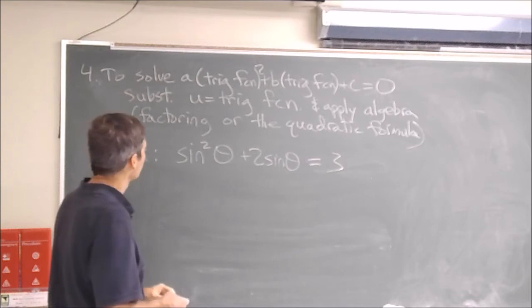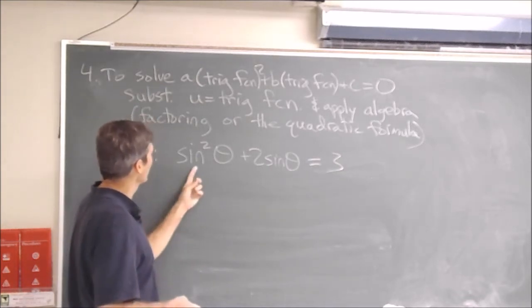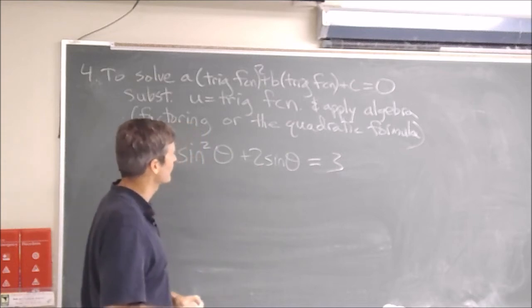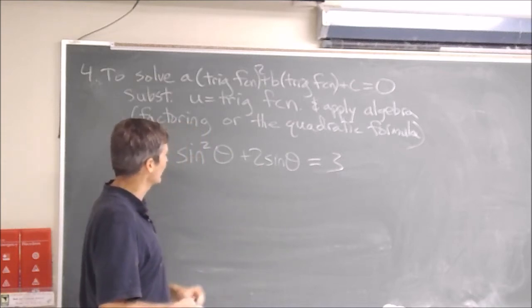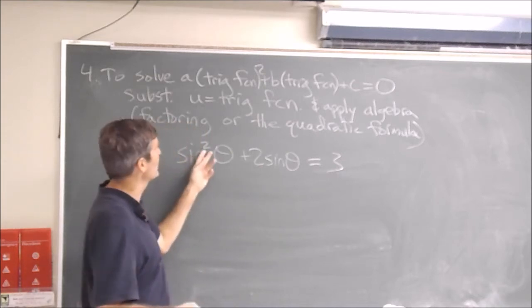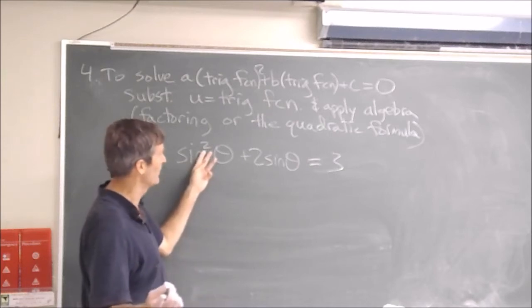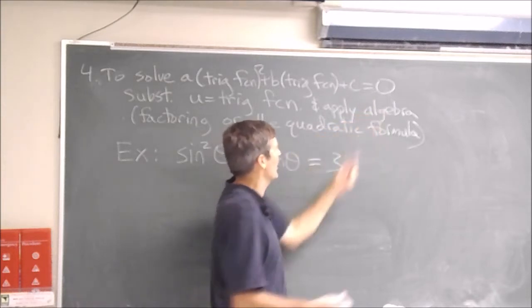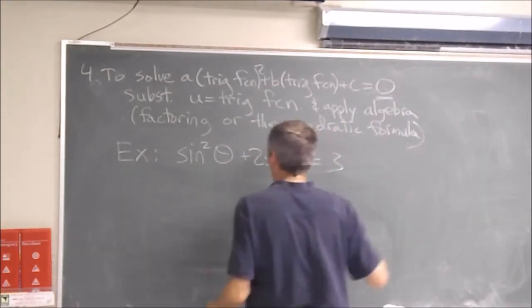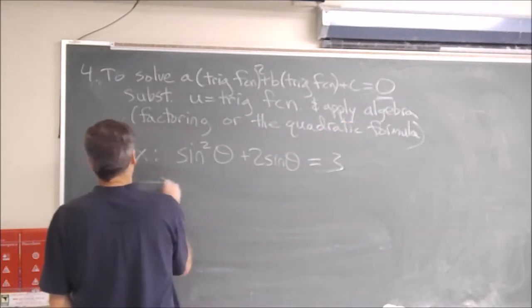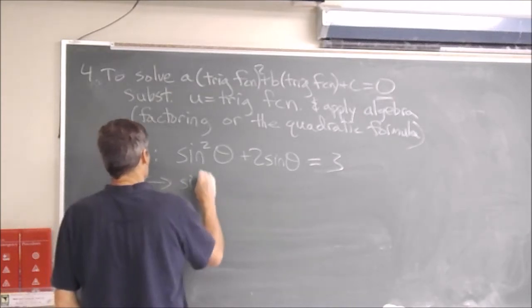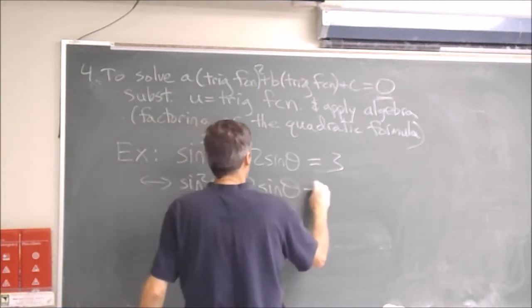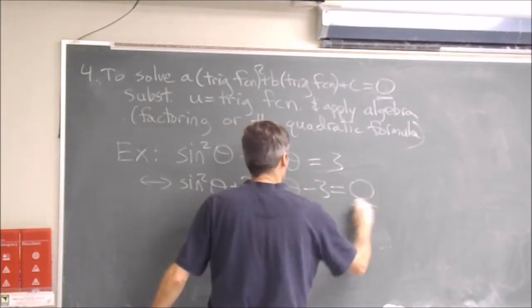Remember both of those? So here's a good equation. Sine squared theta plus 2 sine theta equals 3. Boy, that looks difficult, doesn't it, with the square in there? Once you see the square, think quadratic formula. This is not in the right form, though, right? I want 0 on one side to apply the quadratic formula, or factoring. So first I'm going to get 0 on one side and say this is sine squared theta plus 2 sine theta minus 3 equals 0.